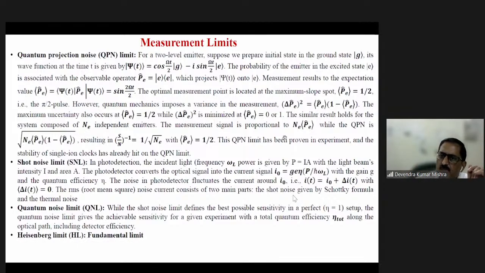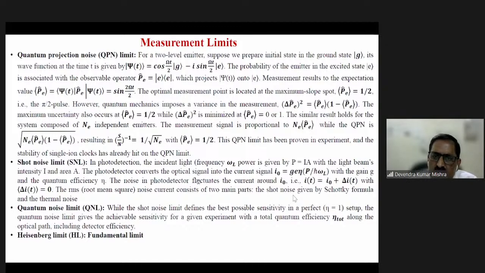The measurement signal is proportional to the product of NE and the expectation value of PE, while the QPN is the square root of NE times the expectation value of PE times 1 minus the expectation value of PE, resulting in 1 upon square root of NE with expectation value of PE equal to half. This QPN limit has been proven in experiment, and the stability of single-ion clocks has already hit the QPN limit. The second one is, as we have discussed, the shot noise limit.